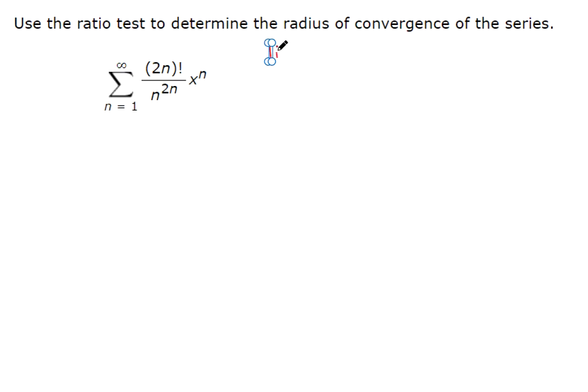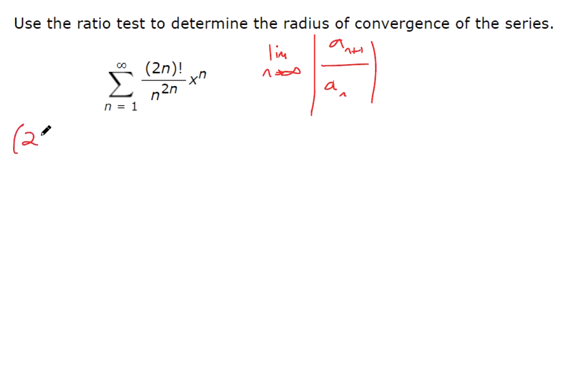So we're asked to use the ratio test to determine the radius of convergence. So the ratio test is the limit as n goes to infinity of the a sub n plus 1 term divided by the a sub n term, and that's the absolute value of that limit. So we could start off with the n plus 1th term.